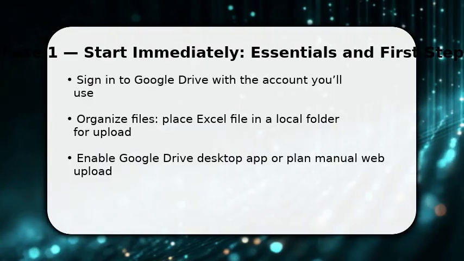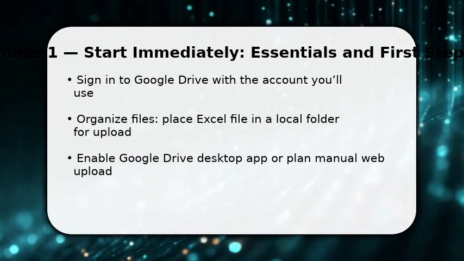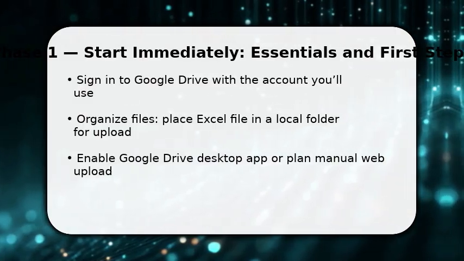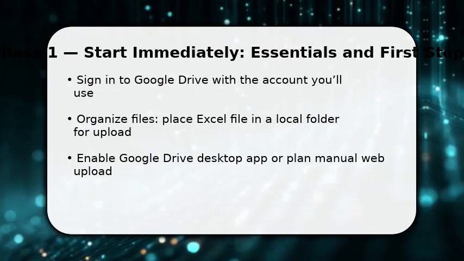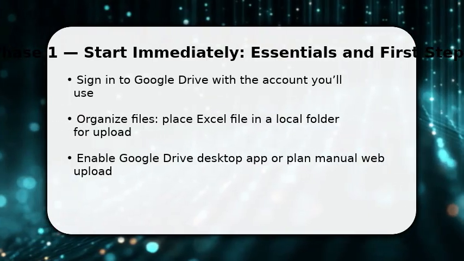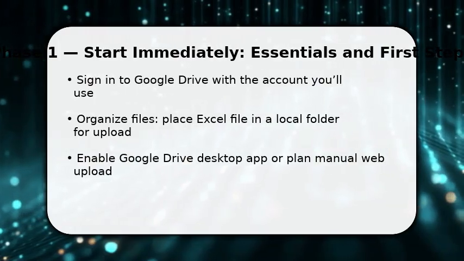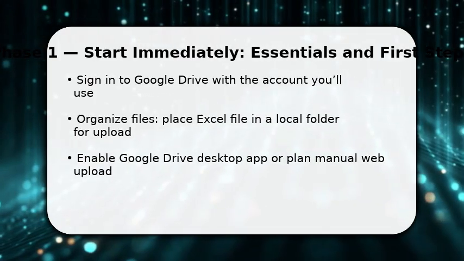You start by preparing. Sign into Google Drive and locate the Excel workbook you want to link. Once done, decide if you'll use the Drive desktop app or upload via the web. If using the desktop app, install and sign in, then let the Drive folder sync. If uploading manually, open Drive.Google.com and drag the file into the target folder.